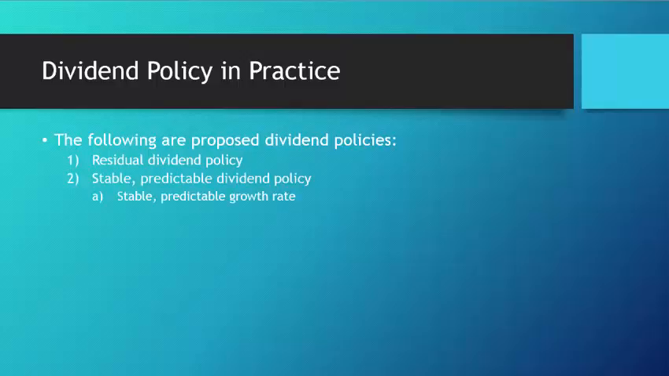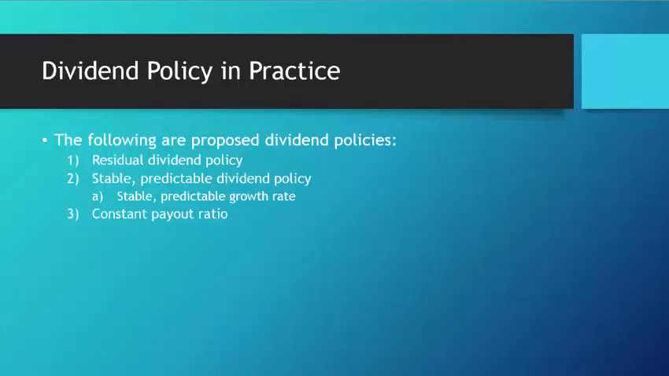Second, stable, predictable dividend policy. This is where we hit a specific amount of dividend every single time, no matter what. Stable, predictable growth rate is kind of the same sort of thing, only in this instance the message we're trying to get across is that the growth rate goes up a certain amount. This is growth in dividends.